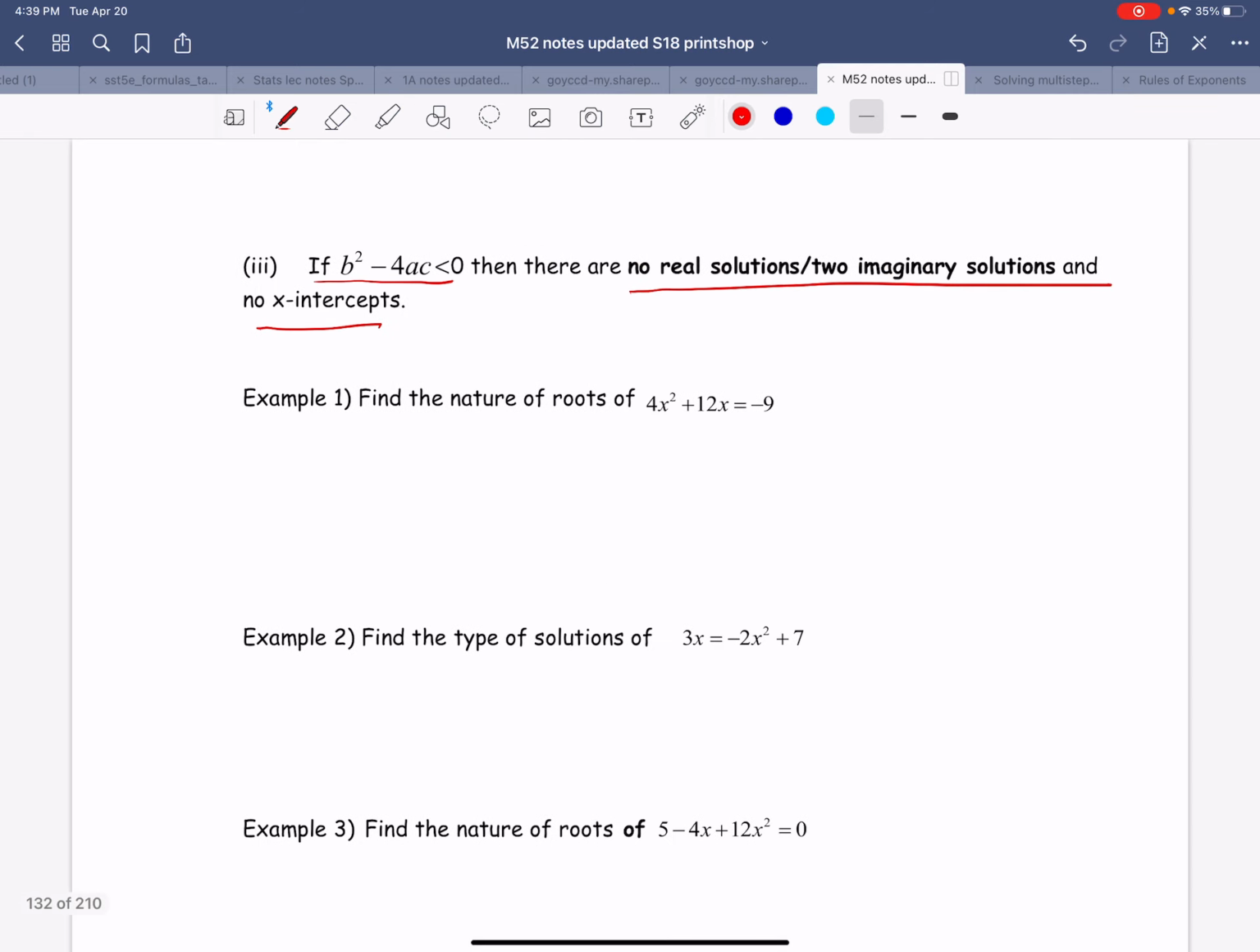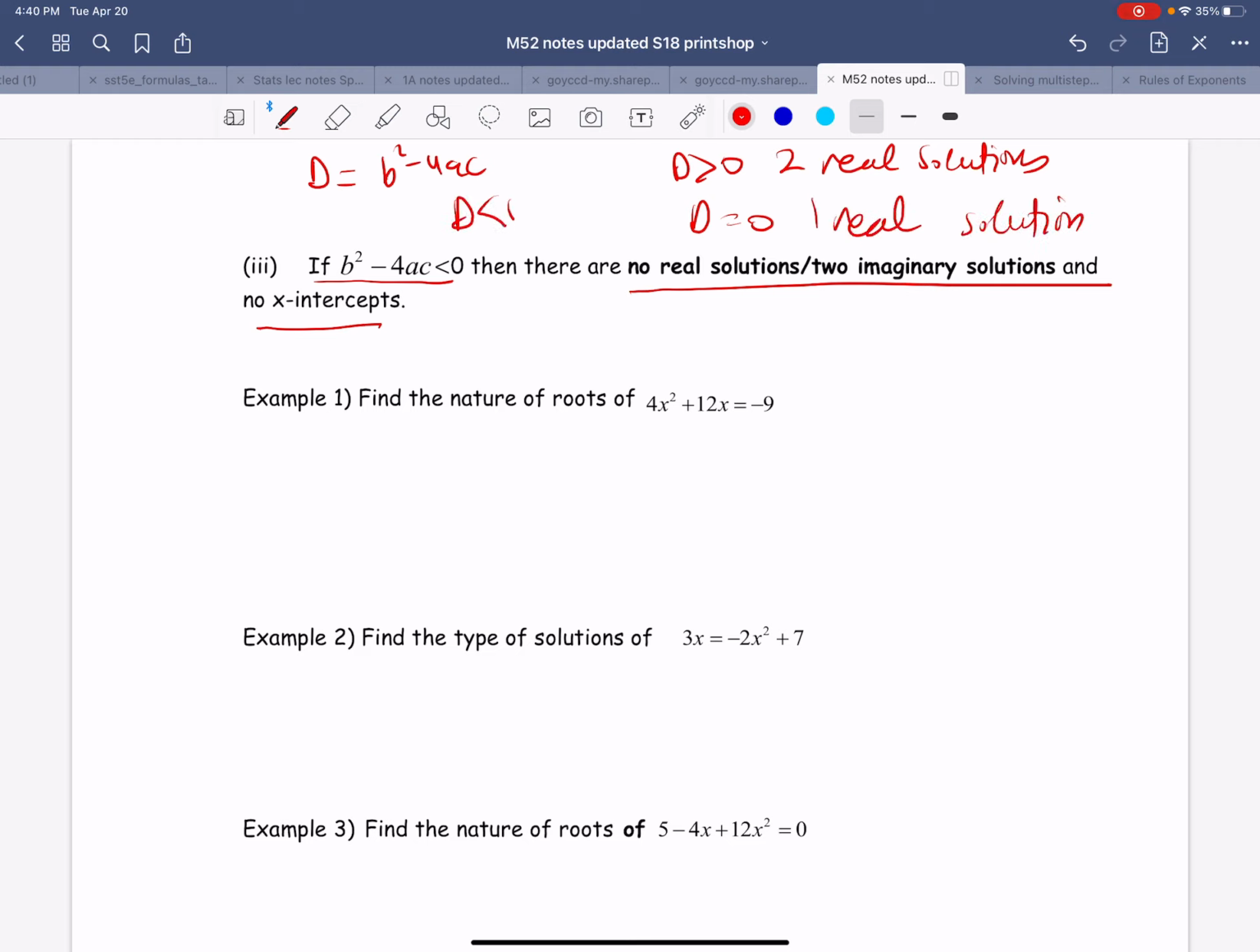Let's see some examples. So again, to summarize, if D equals b squared minus 4ac, if D is greater than 0, then we have two real solutions. If D is equal to 0, then we have one real solution, and that's a repeating solution. If D is less than 0, then we have two imaginary solutions.